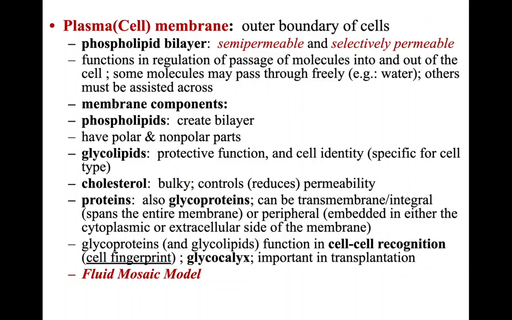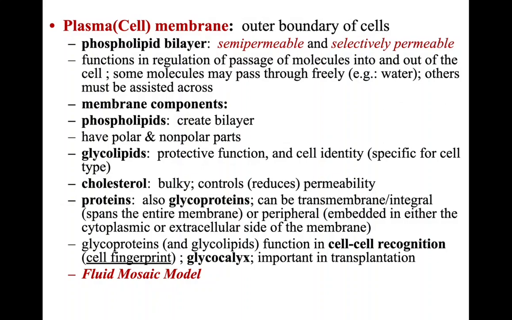Your plasma membrane is sometimes referred to as the cell membrane. It's the outer boundary of the cell. This is its boundary to the outside world. It's made up of a phospholipid bilayer, so it's two layers of phospholipid. This is going to give it some unique properties in that it's semi-permeable and selectively permeable. Some things are going to be able to pass through, others are not. It's going to help regulate what goes in and out of the cell.